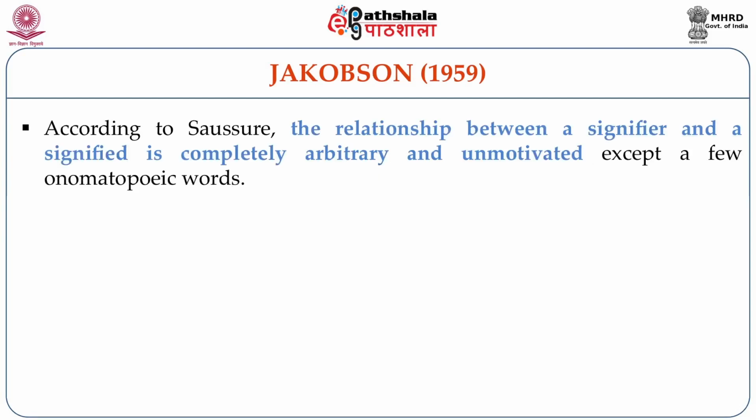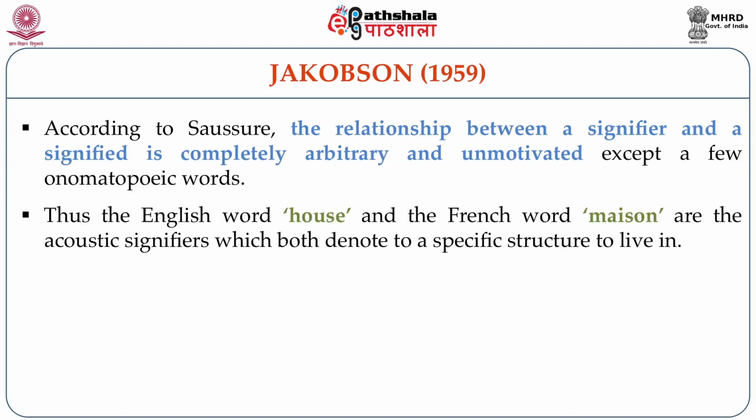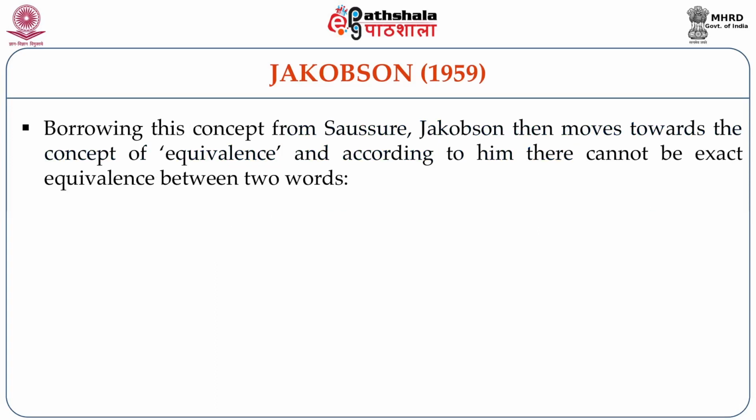According to Saussure, the relationship between a signifier and a signified is completely arbitrary and unmotivated, except for a few onomatopoeic words. Thus the English word house and the French word maison are the acoustic signifiers which both denote a specific structure to live in. Borrowing this concept from Saussure, Jakobson then moves towards the concept of equivalence, and according to him, there cannot be exact equivalence between two words.